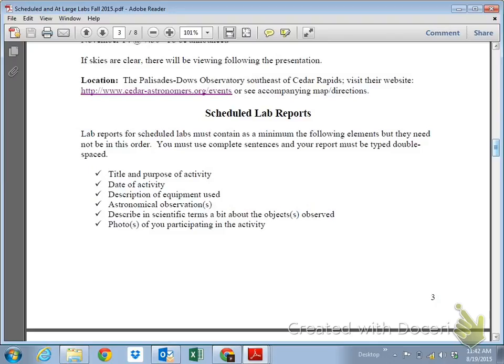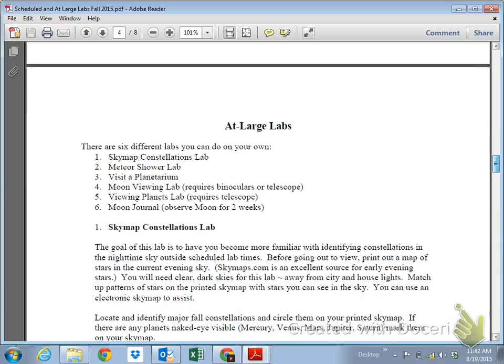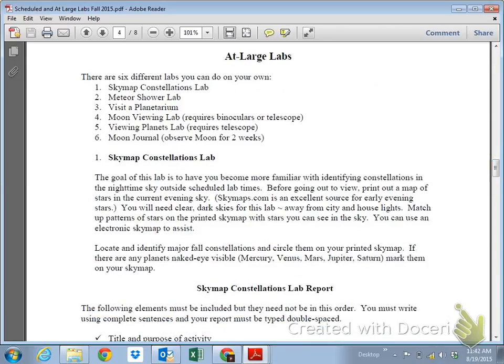Okay, so those are things that are scheduled. Then we go on to things you do on your own. And I call them at-large labs. And they come in these categories 1 through 6. Starting with the first one. I have another handout for the first one. So notice next to them, the first 3, I don't have anything in, well, even the 6th, item number 6.